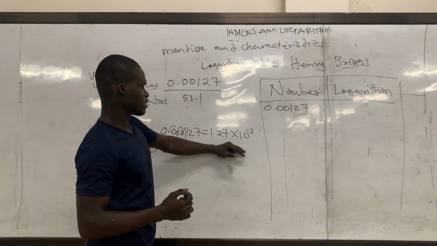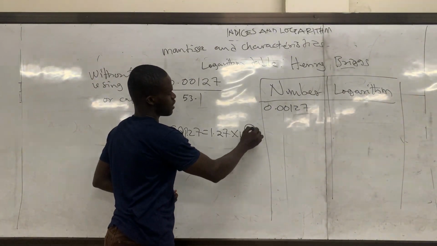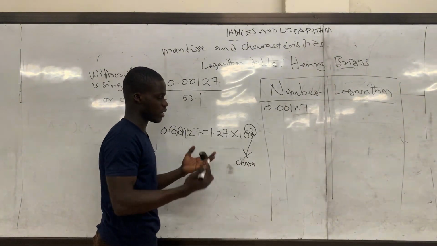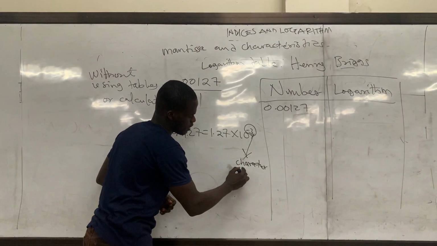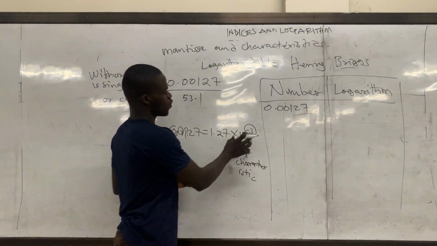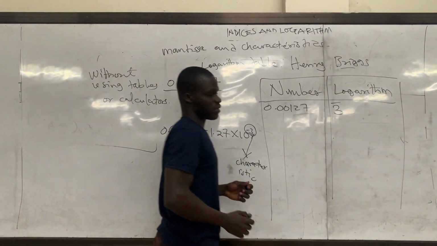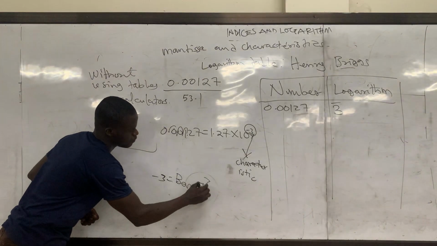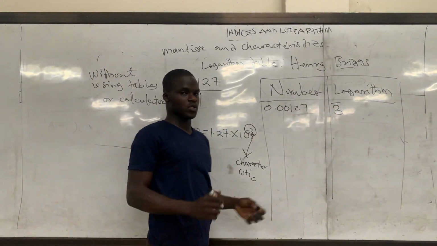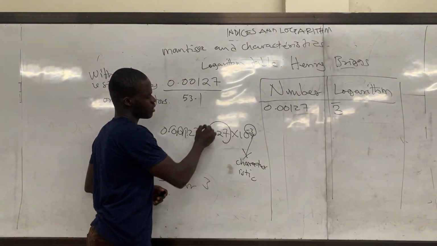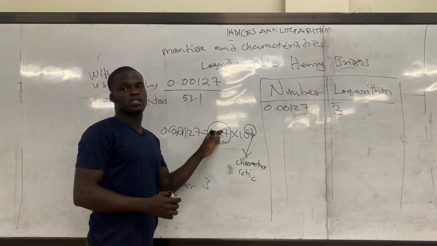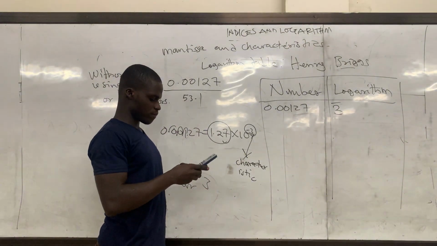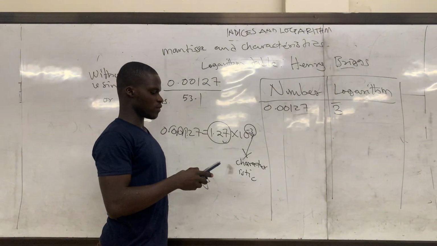So when we write it like this, we call this negative 3 the characteristic. It can be either a negative or positive exponent, but it's called the characteristic. So we write the negative 3 as bar 3, a 3 with the negative sign at the top like that. Then we go and find the logarithm of this side. The logarithm of this number is what we call the mantissa. So let's find the logarithm of 1.27.